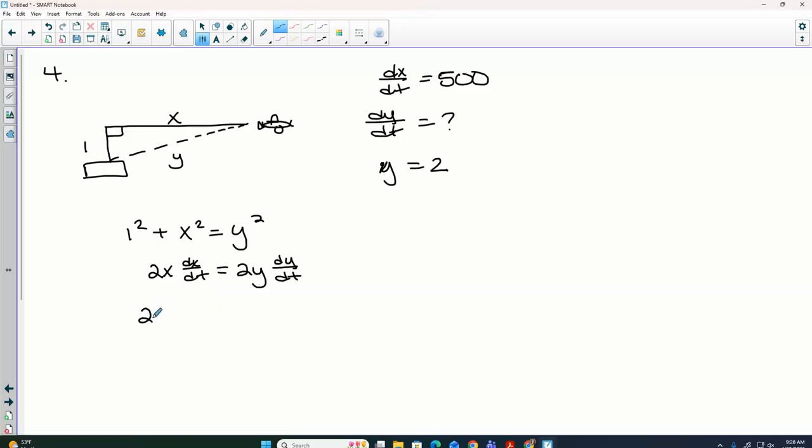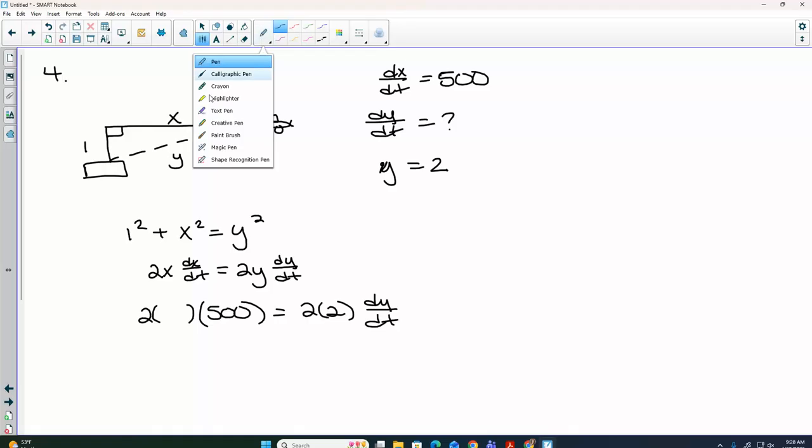I don't know my x. dx/dt is 500. Y is 2, and I'm looking for dy/dt. So I have to find something to plug in for this x in order to find it. How could I do that?